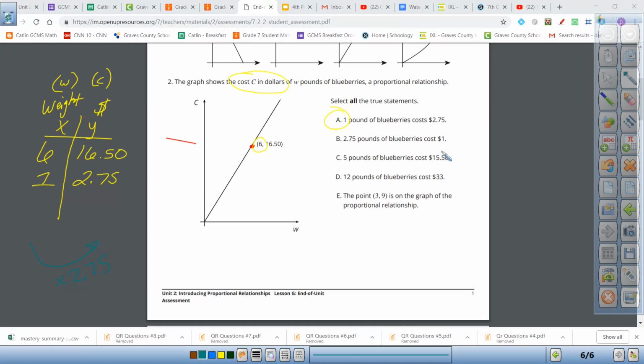The reverse of that is not going to be true, right? 2.75 pounds is not going to be $1. That wouldn't make any sense. If 1 pound costs that much, the reverse is not going to make any sense.